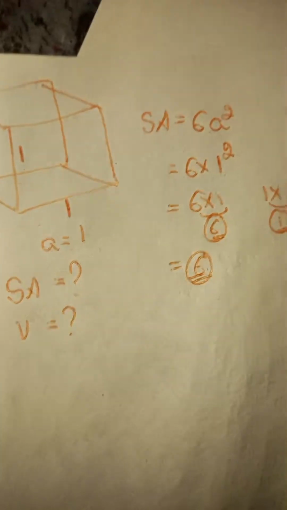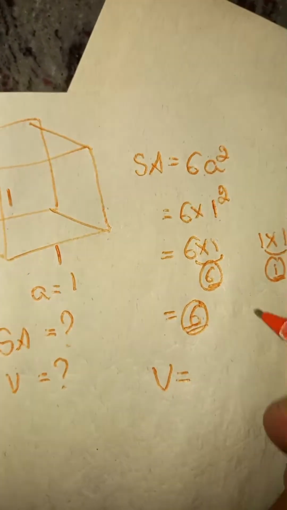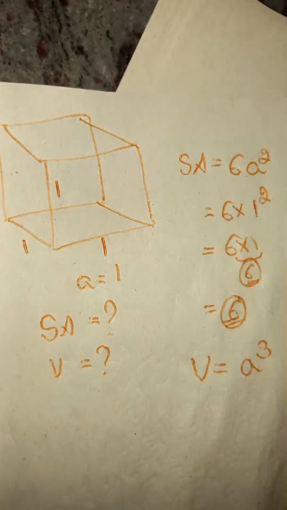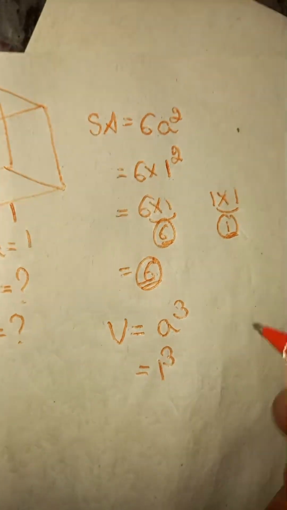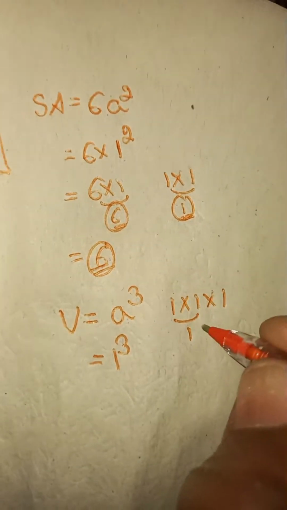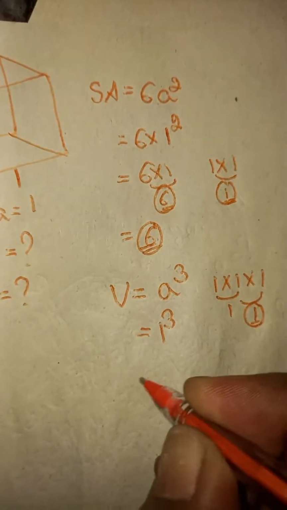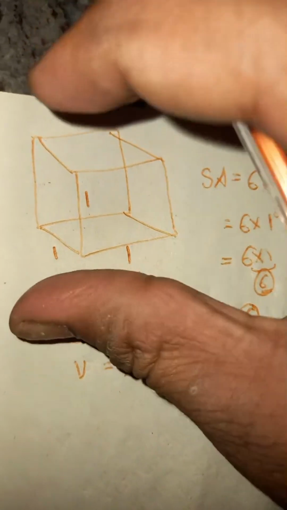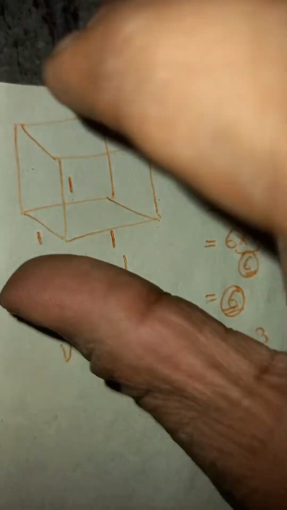Let's find the volume of the cube. Volume of the cube can be written as a cube, that is the side length cubed. You're going to get 1 cube, that is 1 times 1 times 1. 1 times 1 is 1, again 1 times 1 is 1. So the volume of the cube is 1 cubic unit. This complete cube's total volume it occupies in 3D space is 1 cubic unit.